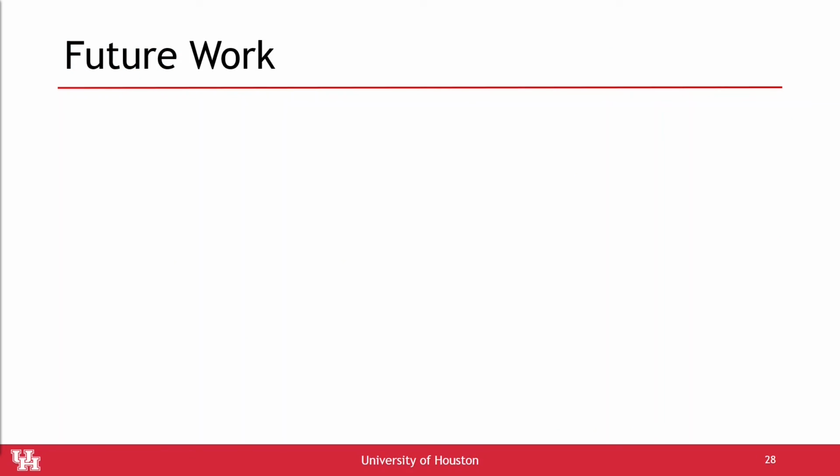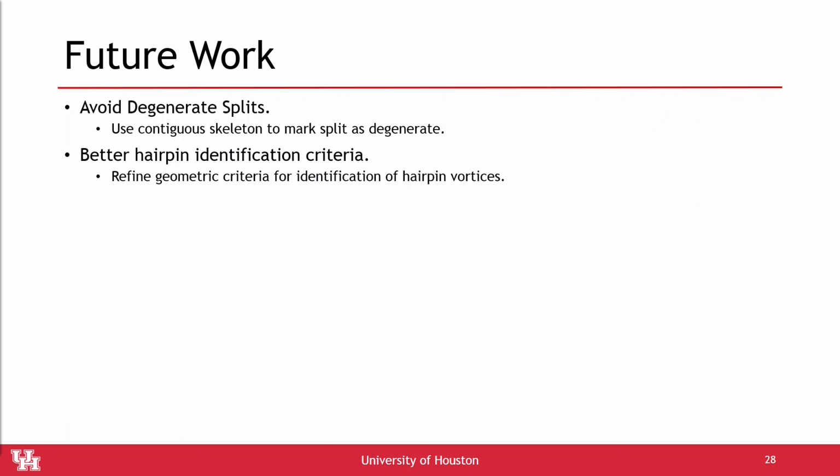Now we talk about the future work. We will work on solving the degenerate split problem. For this purpose, the contiguous skeleton of the parent of the wrongly split vortices can be used as a hint. Our strategy still shows some outliers. In the future, we will refine our hairpin vortex identification criteria.